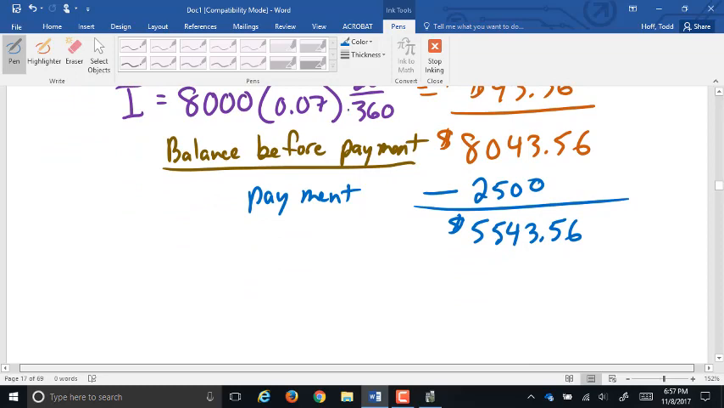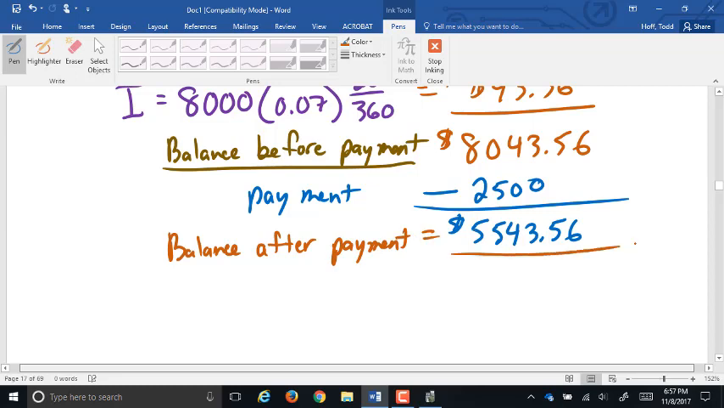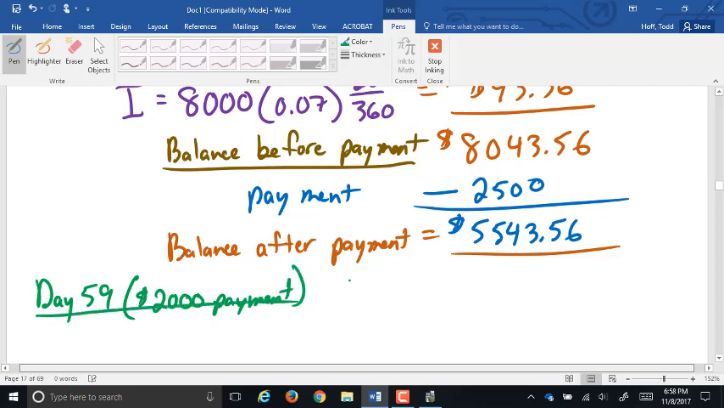So this is the balance after the payment, $5,543.56. What's the next action on the loan? Day 59, and that is a $2,000 payment. Oops. Try that again.